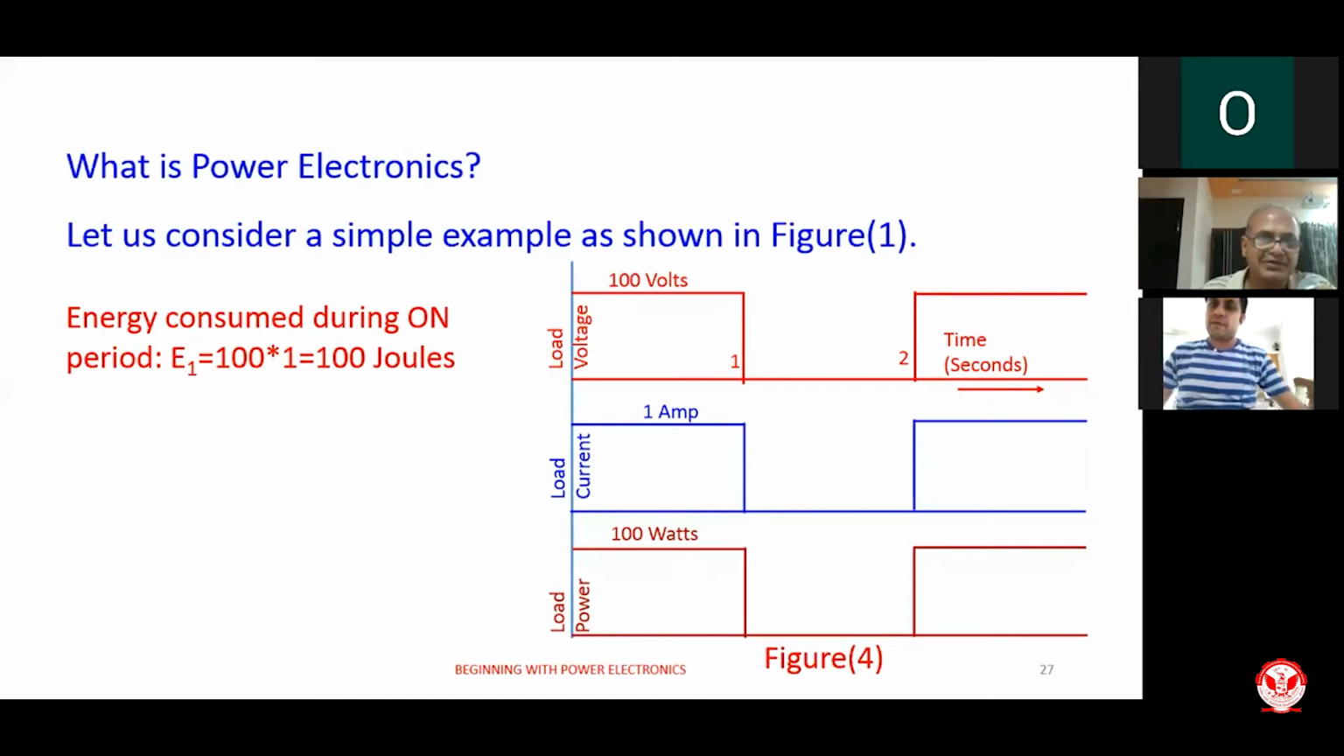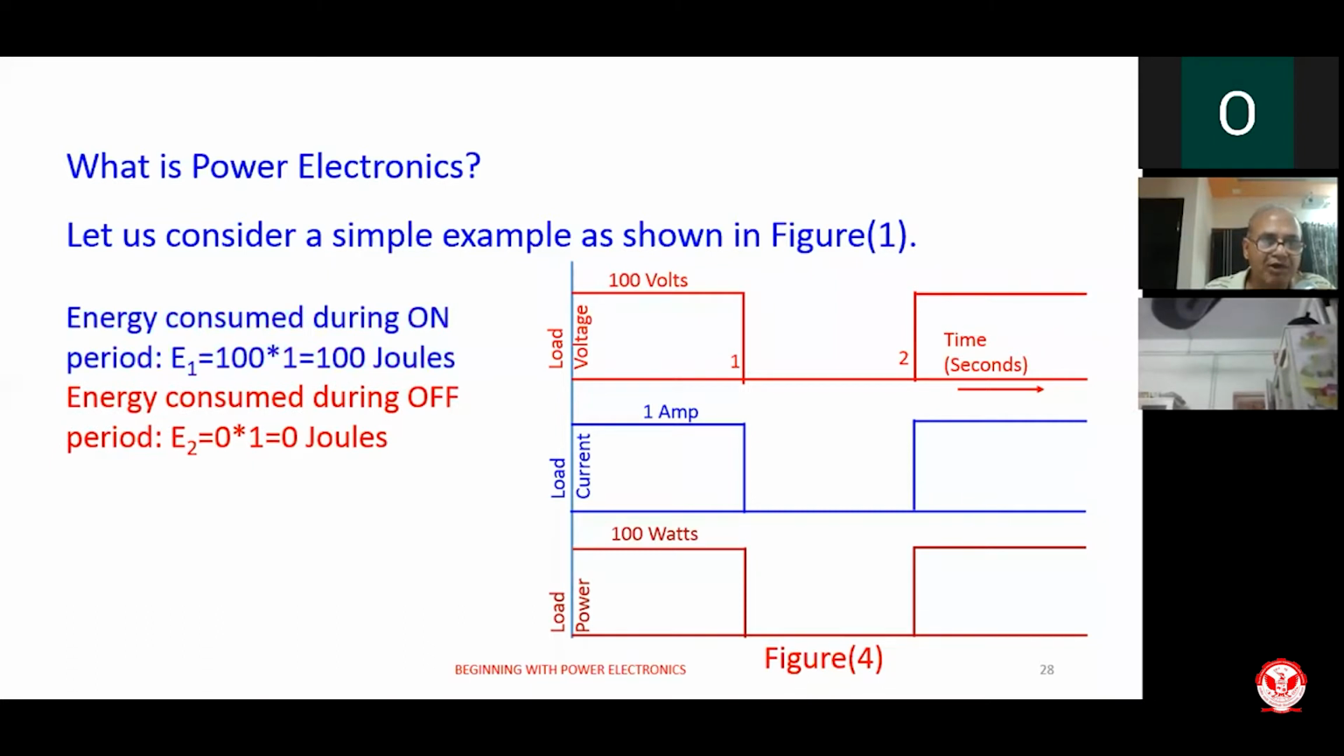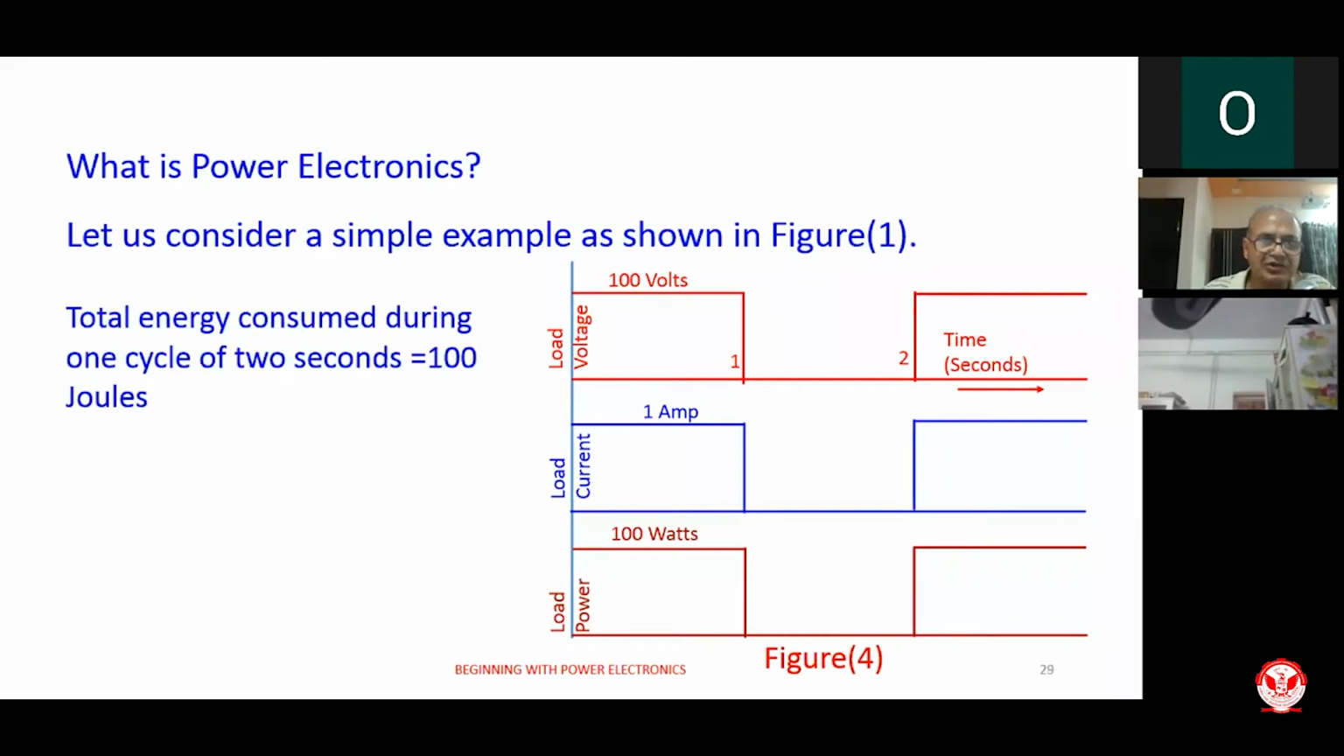Now let's make some simple calculations. During the on period, the energy consumed is 100 watts multiplied by 1 second, that is 100 joules. During the off period, the energy consumed by the load is 0 watts supplied for 1 second, 0 joules. During one full switching cycle, the load has received energy equal to 100 joules.